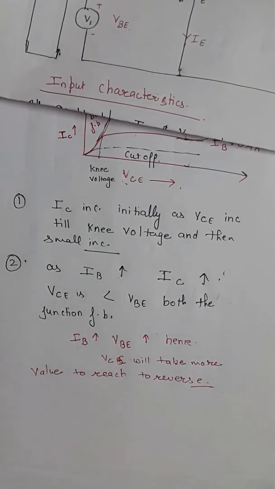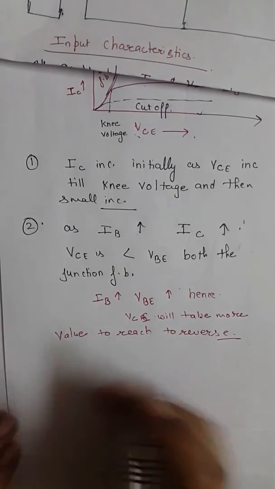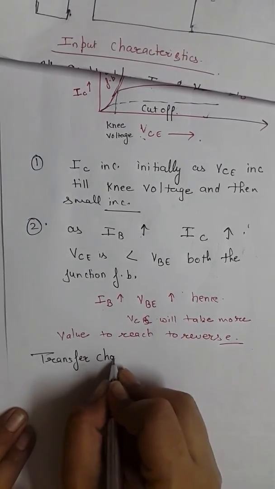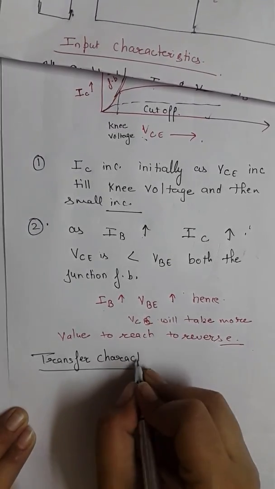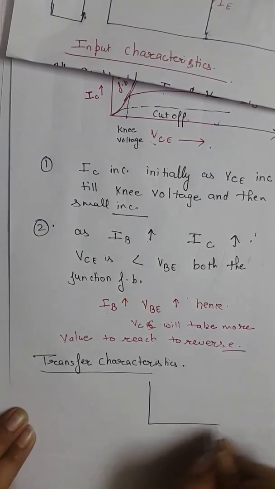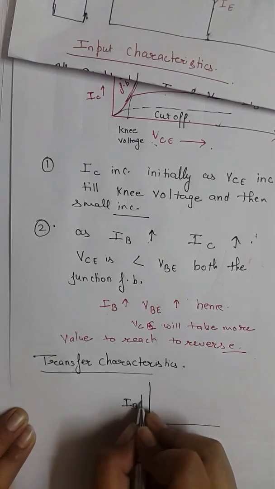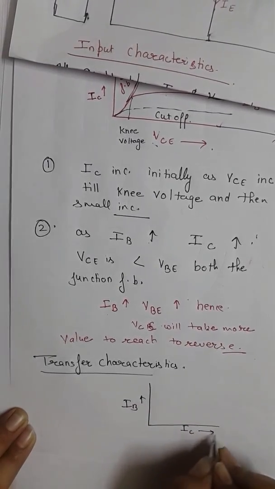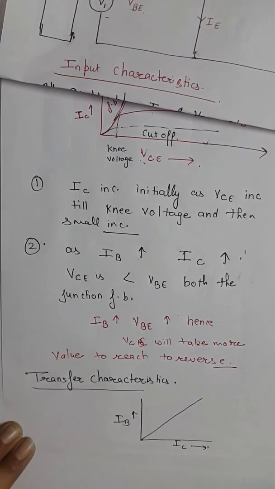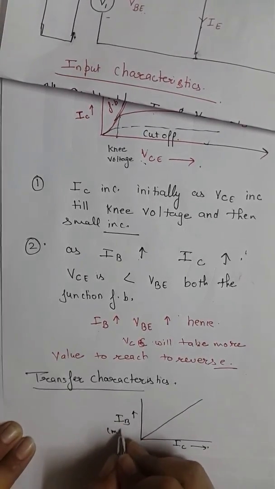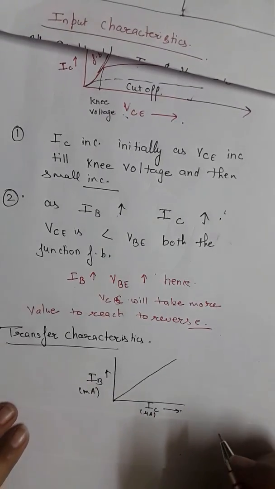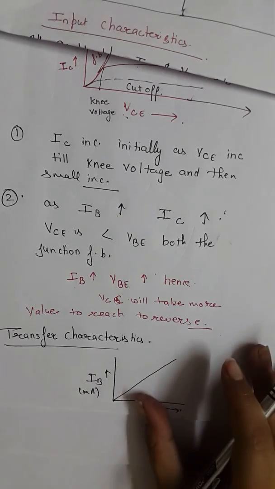So now we have seen the output characteristics. Let's now talk about the transfer characteristics. Transfer characteristics is a graph between IB and IC. As you can see, IB is directly proportional to IC. IB increases, IC also increases. That's milliampere, and this one is microampere. That would be the end of this transistor.